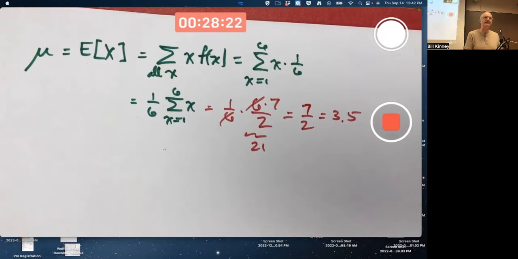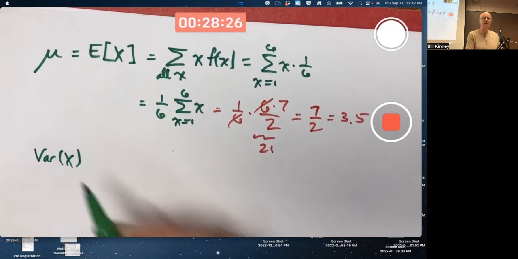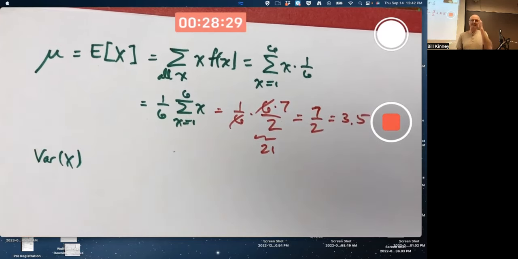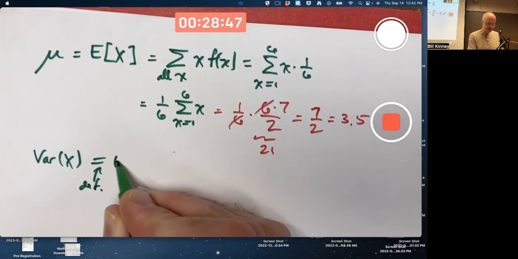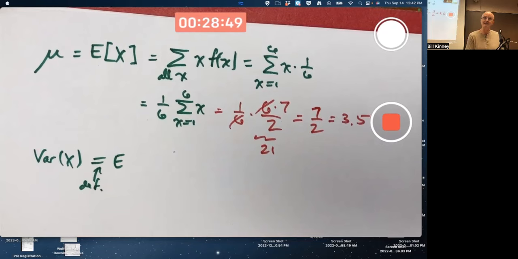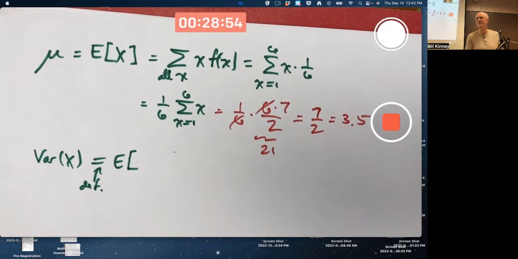What about the variance? The variance is a theoretical measure of spread that's harder to interpret than the standard deviation, but is sort of easier to work with abstractly because you don't have to worry about the square roots. The definition of the variance is an expected value as well, but not of x. It's an expected value of really a different random variable.